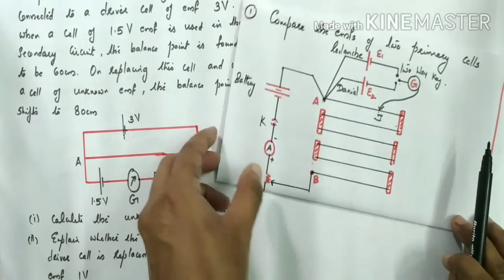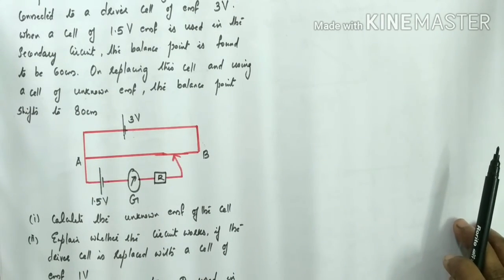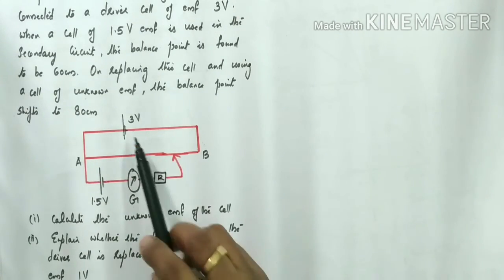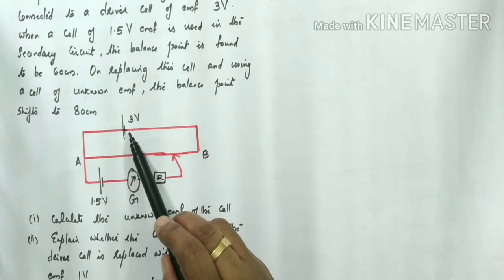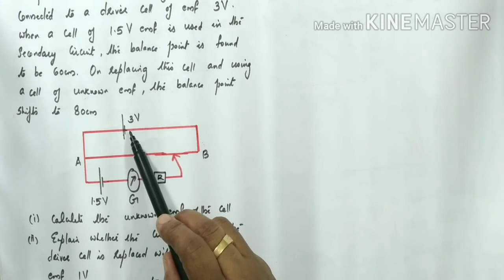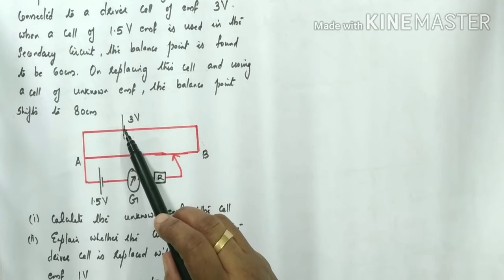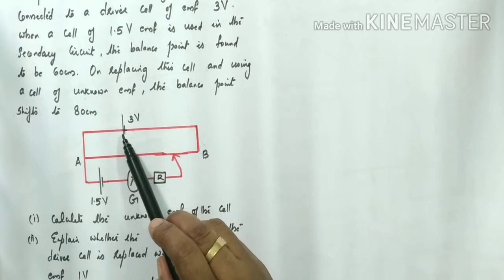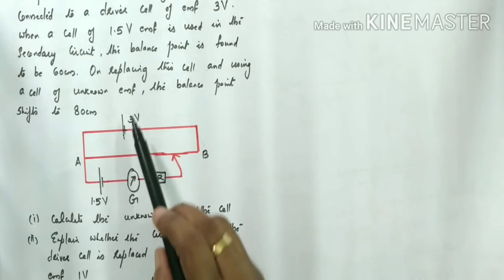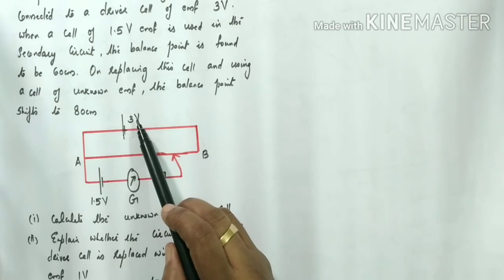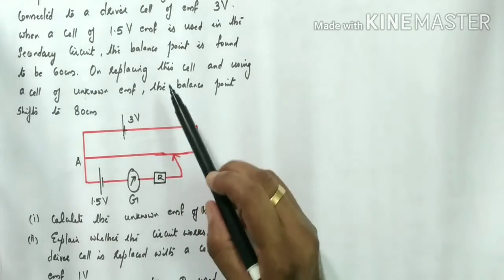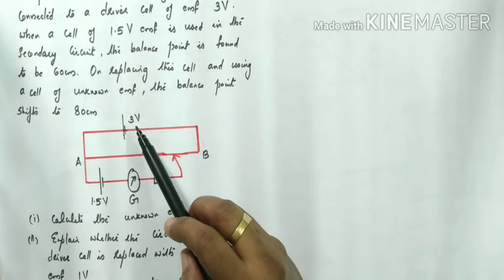Okay, children. Now, here this is called a driver cell. The cell which is connected in the primary circuit is called a driver cell. This cell provides current for the working of the potentiometer, so it is called a driver cell. Now, the driver cell has a voltage of 3 volt.